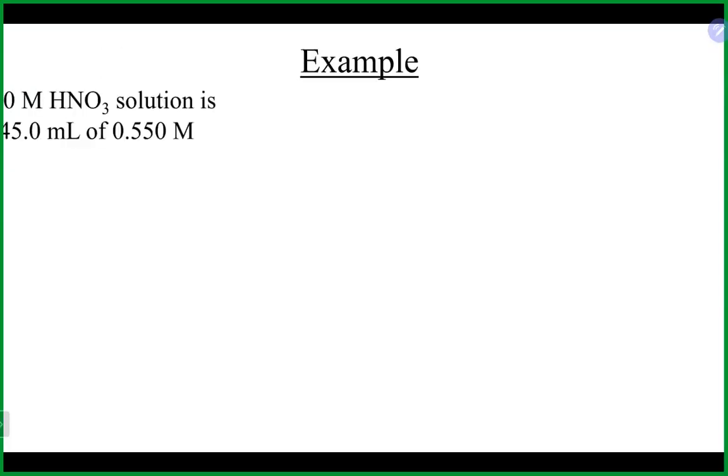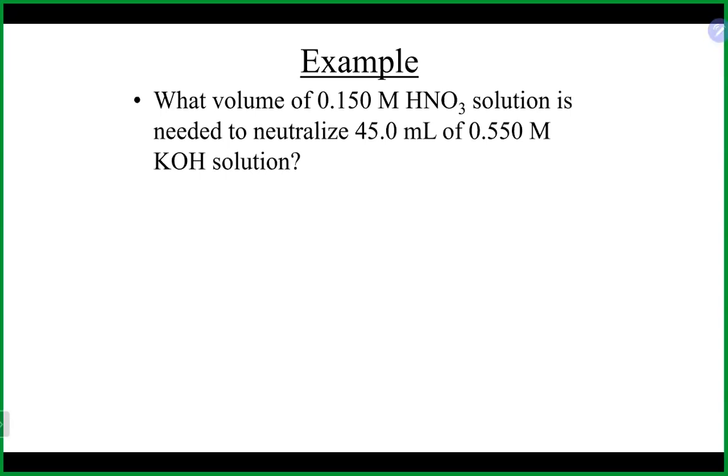So let's take a look at one here. What volume of 0.15 molar nitric acid is needed to neutralize 45 milliliters of 0.55 molar KOH? So once again, this is sort of like a titration situation where we talk about neutralizing. If we work this one together, we're going to take our acid, which is our nitric acid, a strong acid, and react it with our base. And if you remember, an acid-base reaction basically falls under a double displacement reaction.